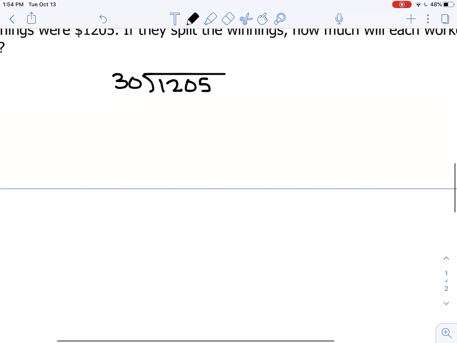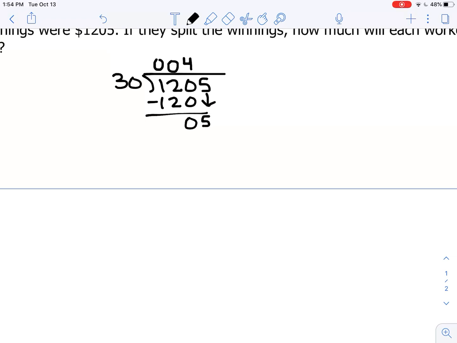Okay, so we can't make a group of 30 out of 1 or 12, so I'm going to put zeros up as placeholders. 30 can go into 120 4 times. 4 times 30 is exactly 120. So we have 0 difference. We're going to bring the 5 down. 30 can't go into 5, so I'm going to put a placeholder above, and then I'm going to add a decimal point in the dividend and in the quotient straight up, and a 0 to bring down. So our 5 becomes 50 here. 30 goes into 50 1 time. That's 30. And when we subtract, we have a difference of 20.